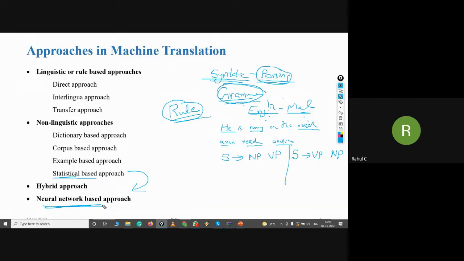Why? Because it is learning from the data. All the rules are automatically learned from the data. All the morphological rules, all the words and disambiguation sentences are also learned from data. And finally, translations are also learned from data. So if you have more data, the translation efficiency may also be higher in the case of neural networks. We will talk about how neural networks can be applied to machine translation.